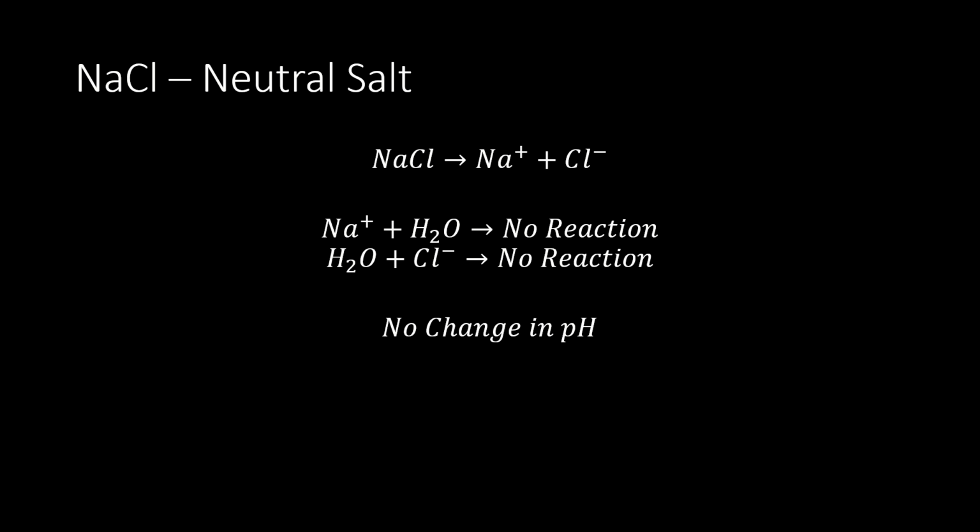If we look at sodium chloride as it dissociates, it will turn into sodium ions and chloride ions, which, according to our chart, both of those ions are neutral ions. That means that sodium will not react with water, and water will not react with chloride ions. So in a sense, there's no reaction, and there should be no change in pH.